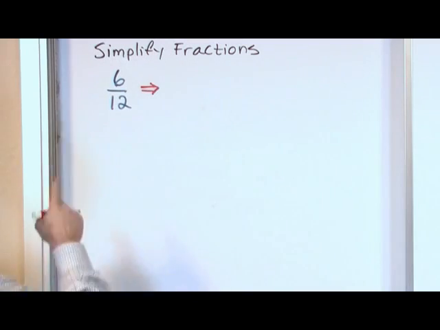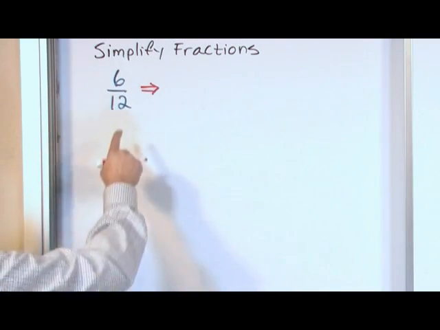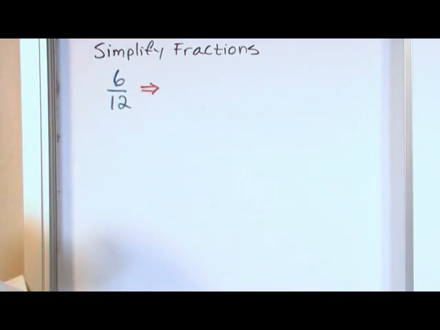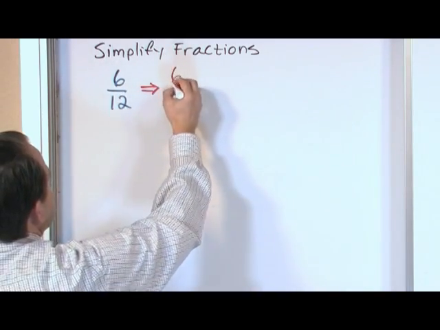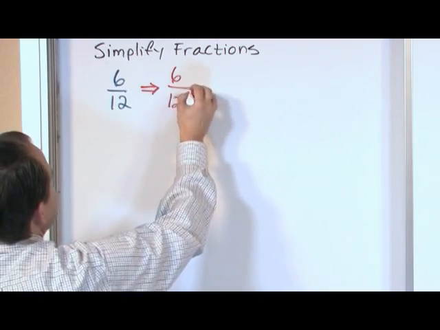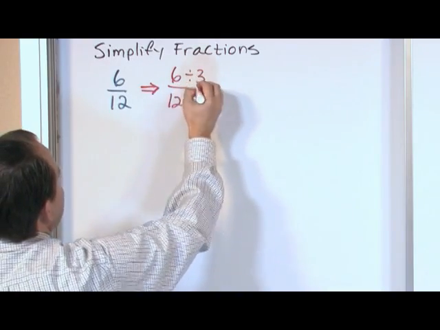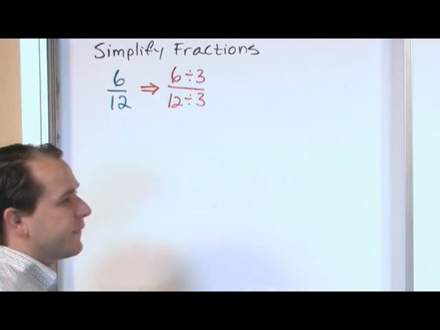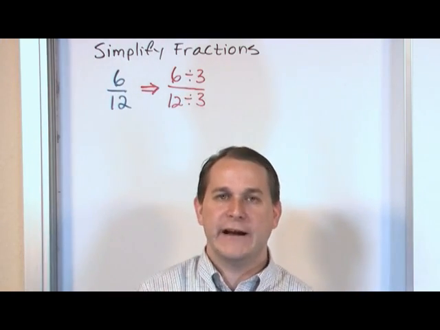So when I look at 6/12, the very first thing I say to myself is I know I can divide 3 into the top and the bottom. You might pick a different number, but I'm going to go ahead and pick 3. So let's say I have 6/12. What I'm telling you is that you can divide the top by 3 as long as you divide the bottom by 3. This is the number one thing with fractions that you have to understand and realize.